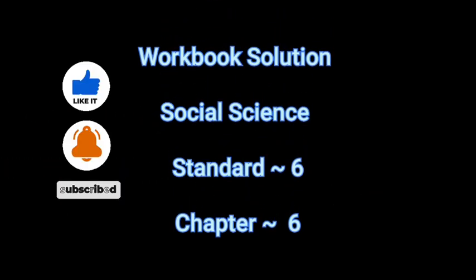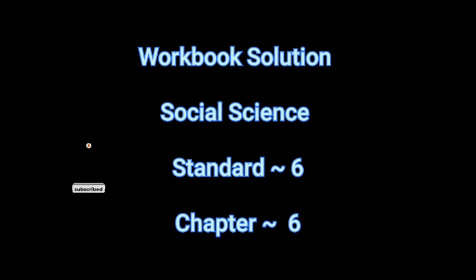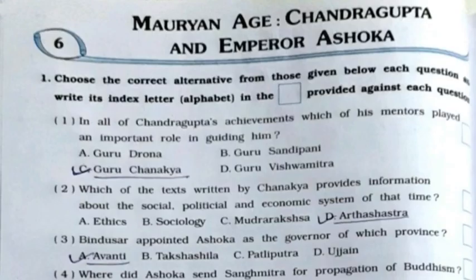Hello everyone, today we'll be doing the workbook solution for social science for standard 6, chapter number 6, Mauryan Age, Chandragupta and Emperor Ashoka. Firstly, we'll be starting with the MCQs.